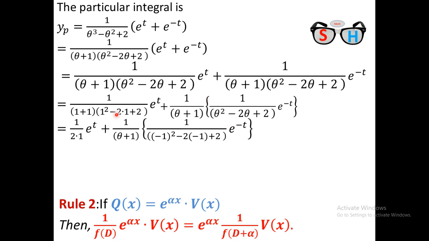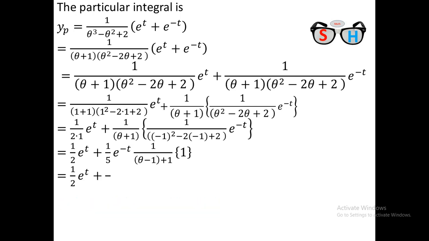So I take e to the power minus t in front, and you have to replace D by D plus alpha. Therefore we have to put theta plus alpha, that is theta minus 1, in the place of theta. And there remains 1. So what will result? There is 1 by 5 e to the minus t, and then I put theta minus 1 in the place of theta, that is 1 by 5 e to the minus t, 1 by theta minus 1 plus 1 of 1, and if you simplify that, this will be 1 by theta of 1.